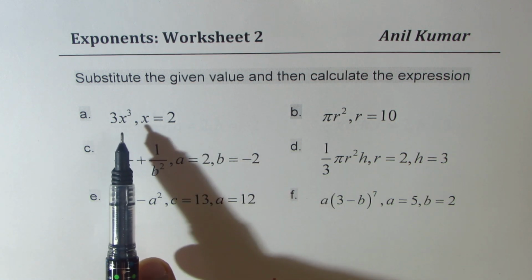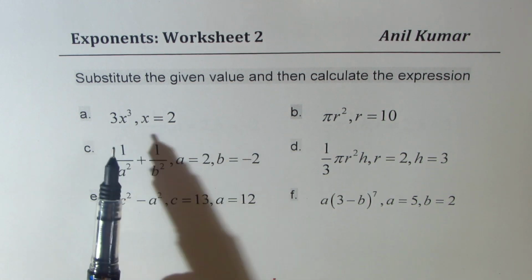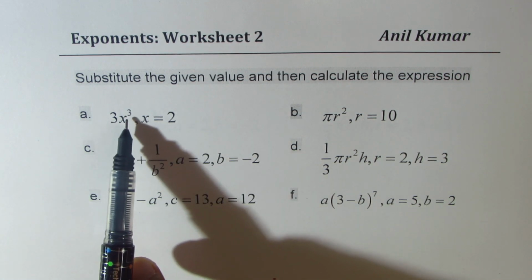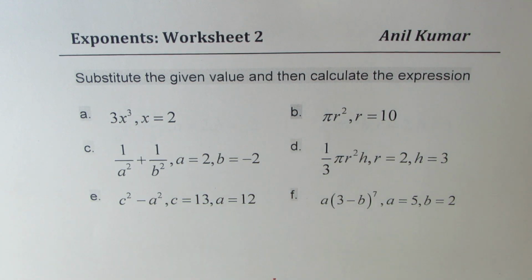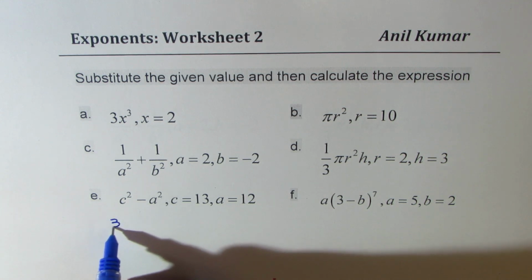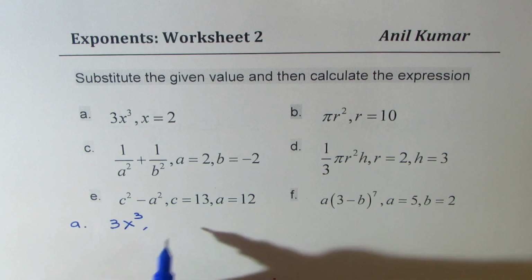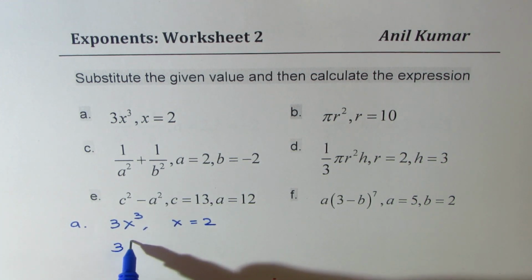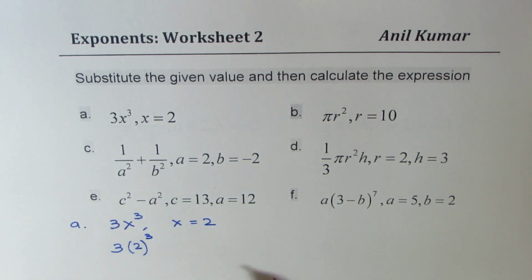So let's begin with the first one, which is 3x cubed, where x equals 2. By this time, I think you can use the words cube and square, correct? If the power is 3, we say cube. Let me rewrite here. 3x cubed. We want to substitute x equals 2. It really means instead of x, write 2 within brackets. Try to use brackets. So that is what you get.